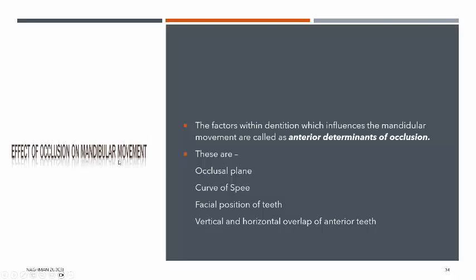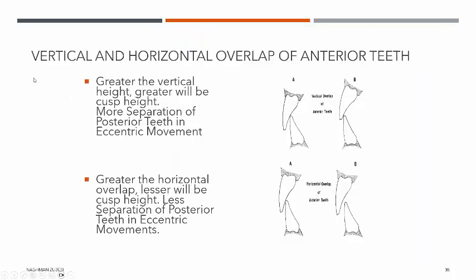Effect of occlusion on mandibular movement. The factors within the dentition which influence the mandibular movement are known as anterior determinants of occlusion, and these are occlusal plane, curve of Spee, facial position of the teeth, and vertical and horizontal overlap of the anterior teeth. We will discuss these two things. Vertical and horizontal overlap of anterior teeth.